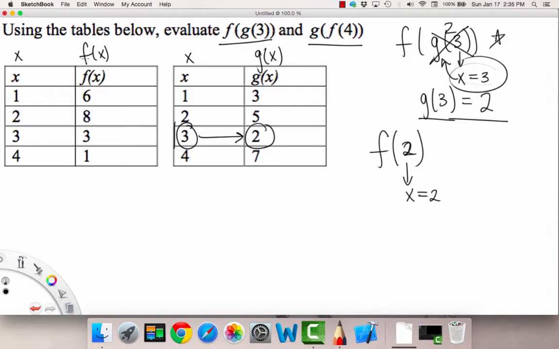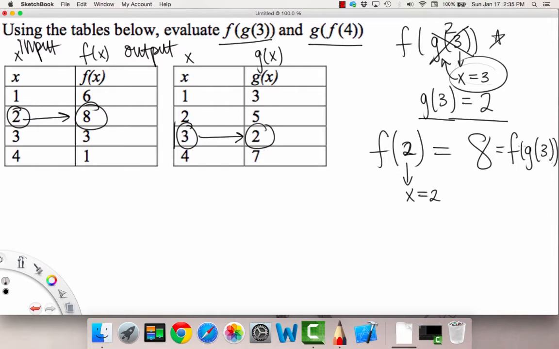It's kind of weird because they use the same variables, but all this is saying is that whatever's inside your parentheses is your input value. So when our input for f of x is 2, this is like an input-output table. When our input is 2, our f of x gives us out an 8. So f of 2 is equal to 8, and that's equal to f of g of 3. Again, we worked inside to outside. Now let's try the other one.